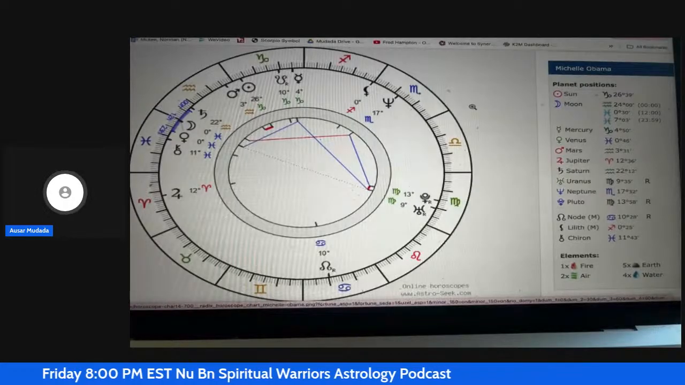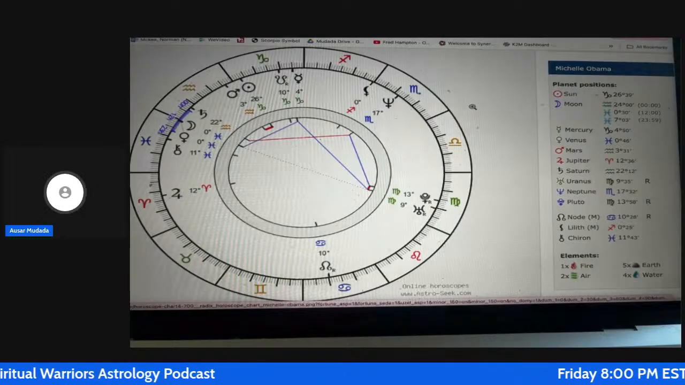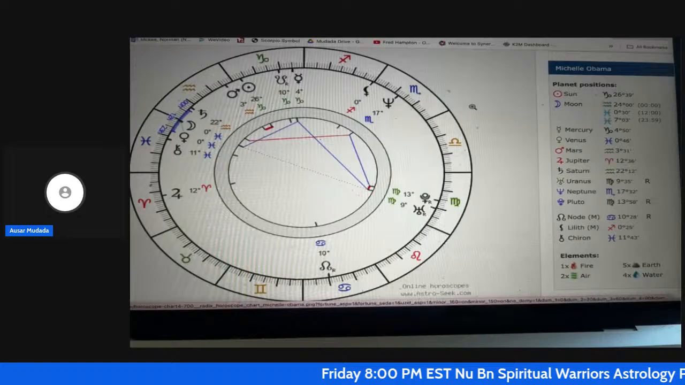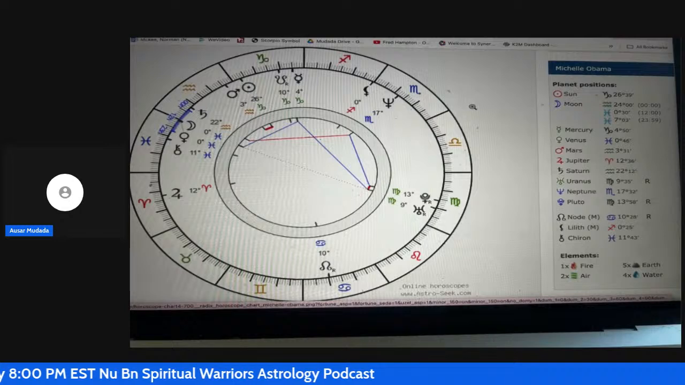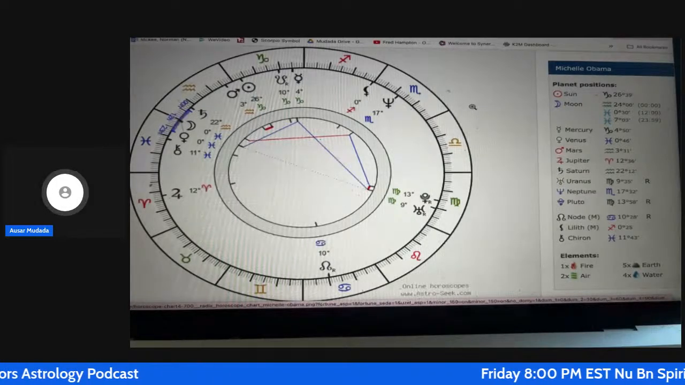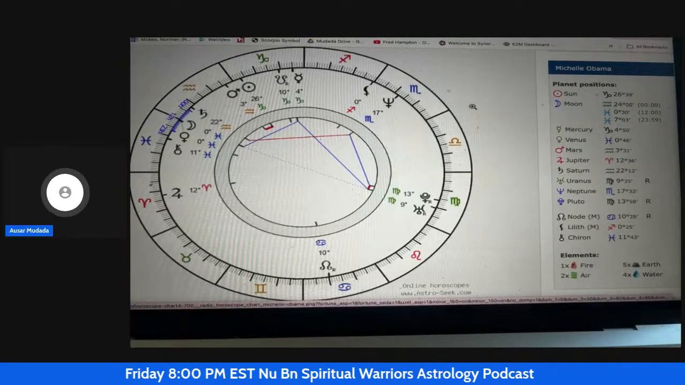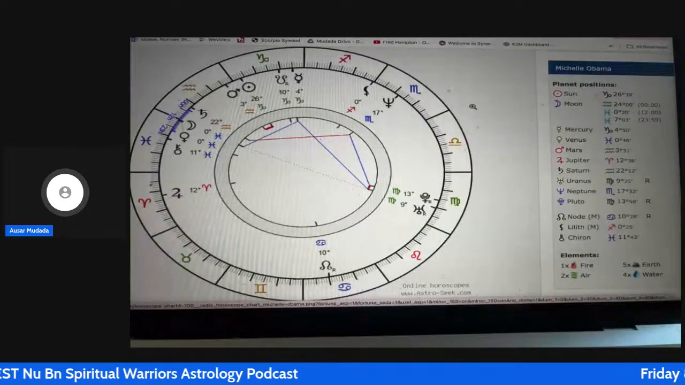Mercury is trining something else. What is the planet that's being trined to Mercury? Mercury is 4 degrees Capricorn in the 10th house. So what do you see that's trining Mercury? Now, another way that they did it too is that they put all the colors together. Like I think the green is the earth.